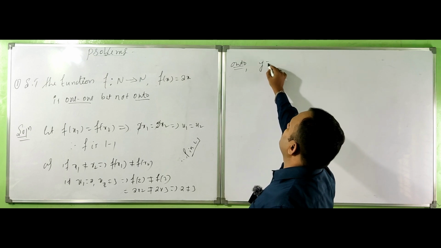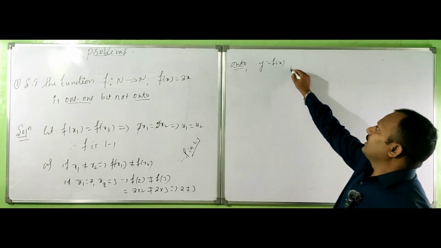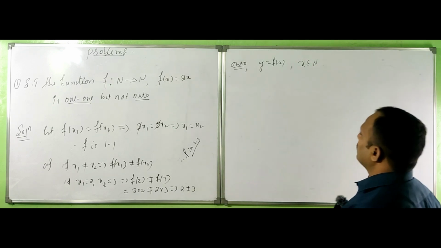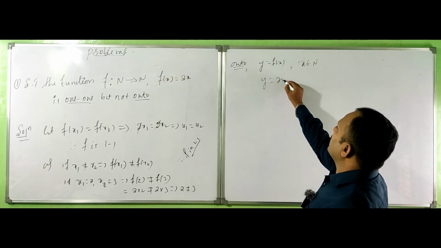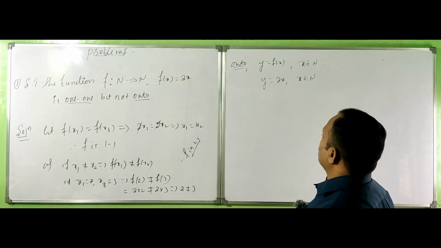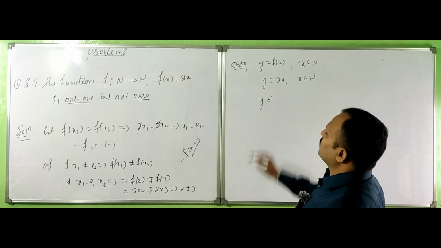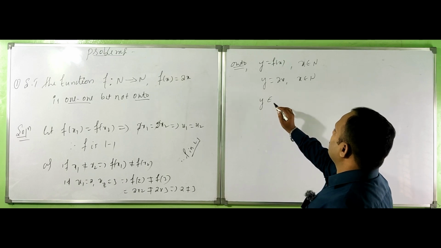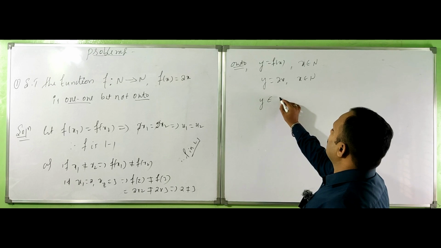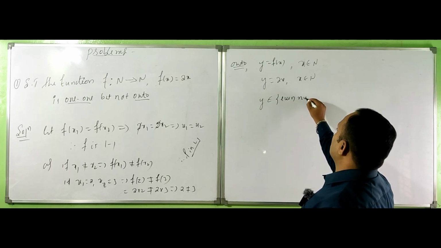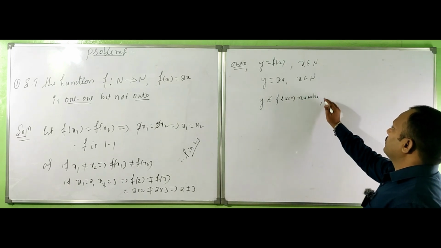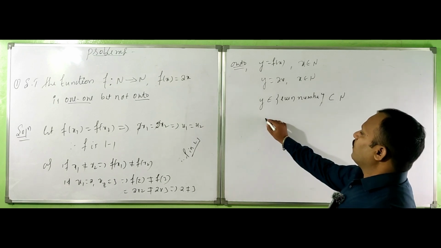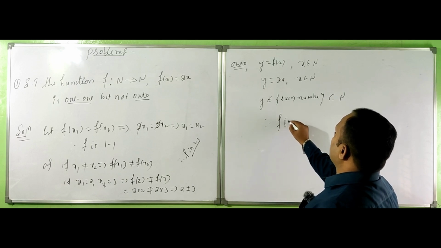Now the onto function. See, y should be f of x, and x belongs to the domain of f, which means here x belongs to N. So y equals 2x and x belongs to N. Here y belongs to the even numbers, the set of even numbers, which is a proper subset of N. That's why f is not onto.